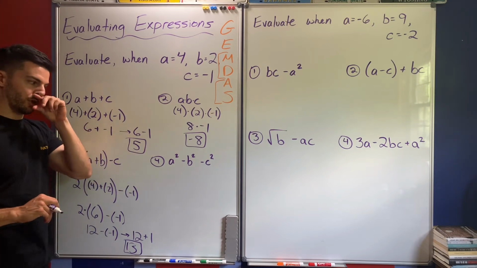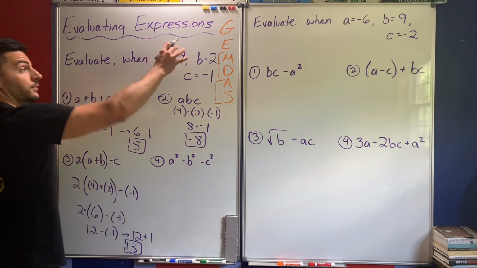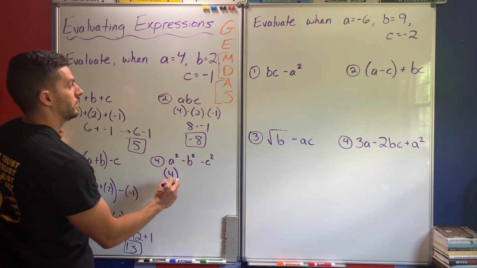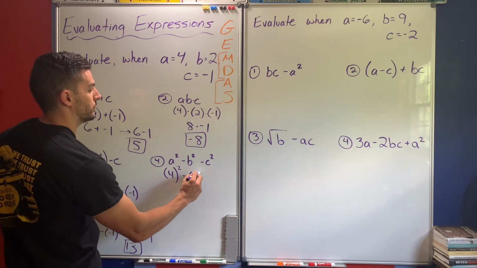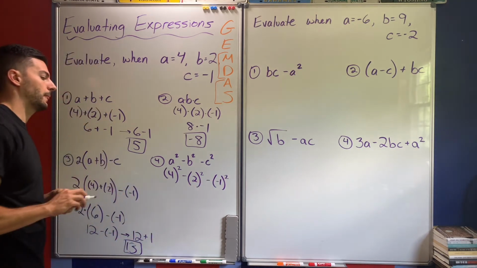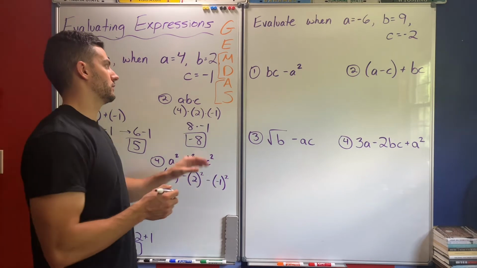Now this last one, number 4, a squared minus b squared minus c squared. Okay, so let's substitute everything in. So 4 squared minus 2 squared minus negative 1 squared. Now here we go. Lots of exponents here, right? That's what these are, exponents.